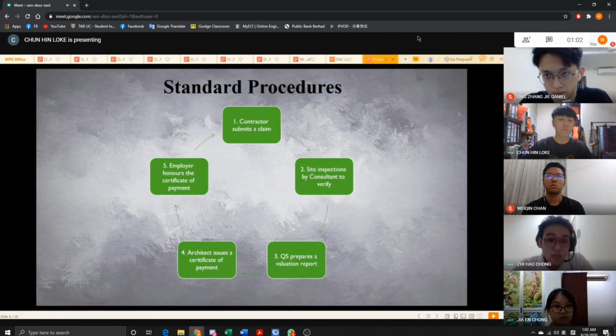So the contractor must follow the standard procedure in order to claim the money. Firstly, the contractor must submit claims to the consultant. Then the consultant will do the site inspection to verify the work done by contractor. Thirdly, the QS will prepare a valuation report. Then the architect will issue a certificate of payment based on QS valuation report. Lastly, the employer will honour the certificate of payment to the contractor.